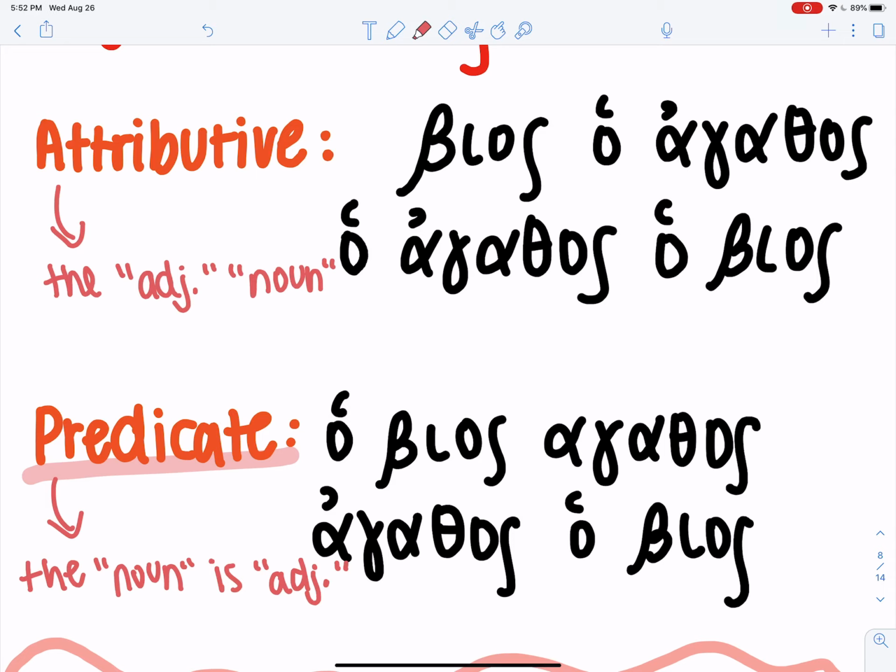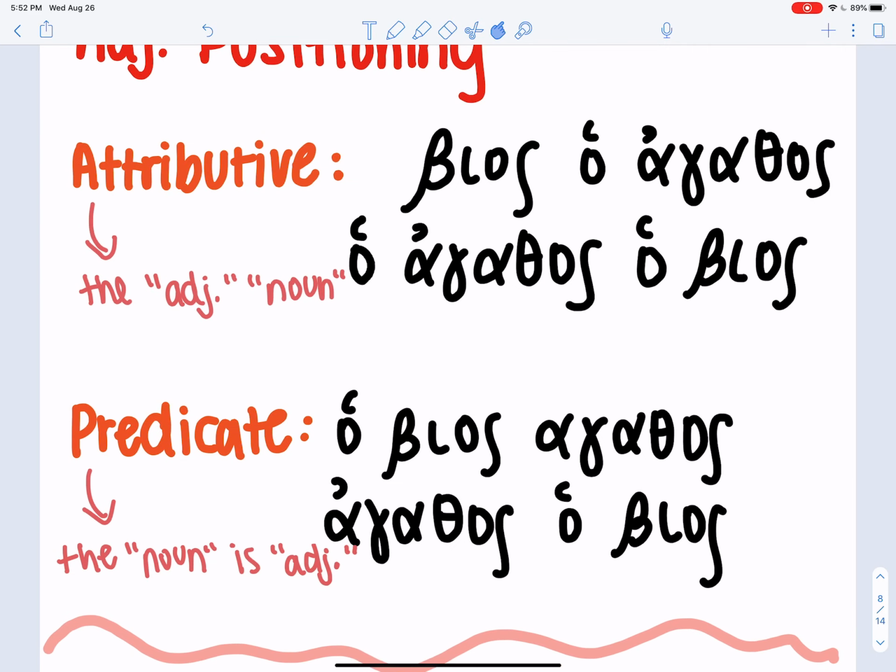That's when you see a predicate nominative. So I remember that we're translating predicate noun-adjective phrases in Greek like we would use a predicate nominative in Latin, and it's called a predicate nominative. So that's how I remember predicate is what it is, how it's translated, and attributive I just know is the other one, to be honest. So whatever helps you remember it.